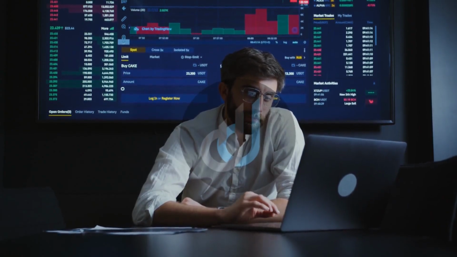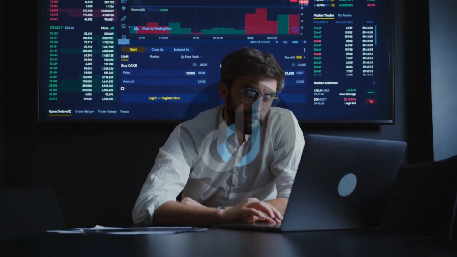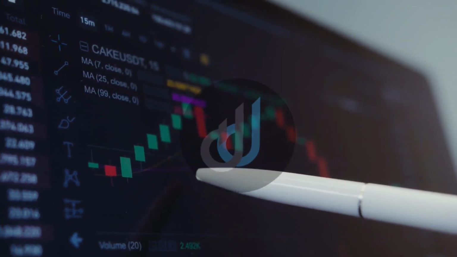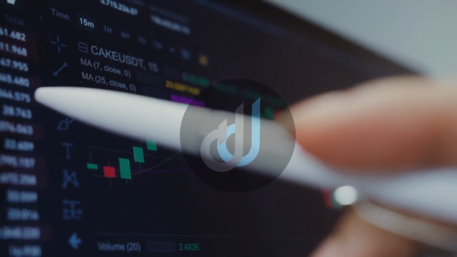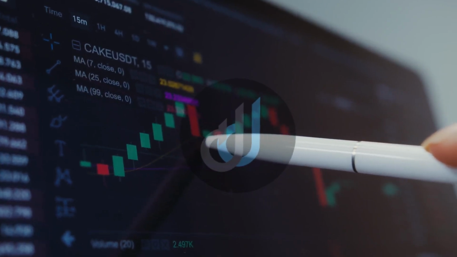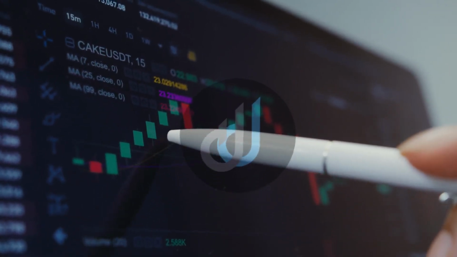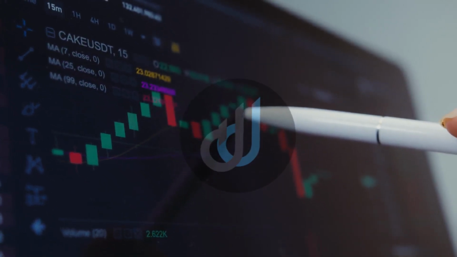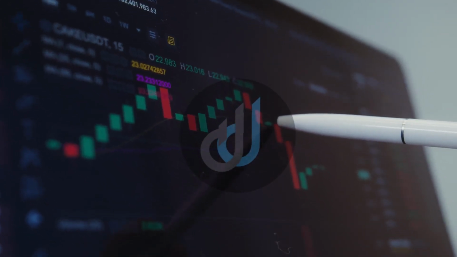Step 3. Choose investments within each asset class. Once you've chosen your asset classes, you should choose investments within each asset class. For example, if you've decided to invest in stocks, you should choose stocks from different industries and sectors.